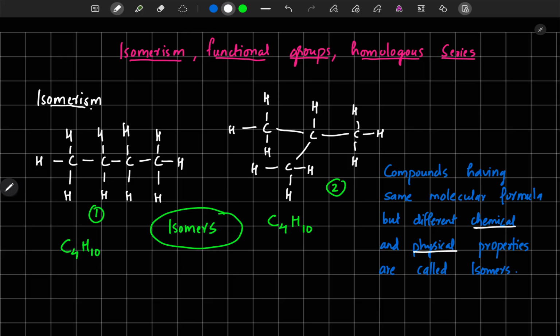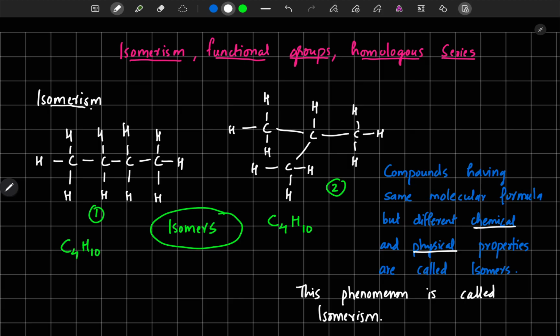If you observe these two structures, they will have different chemical properties because they have different structures, different types of bonding. We can also say the spatial arrangement of these compounds is different. Because of that, their chemical and physical properties are different. So they are called isomers, and this phenomenon is called isomerism.